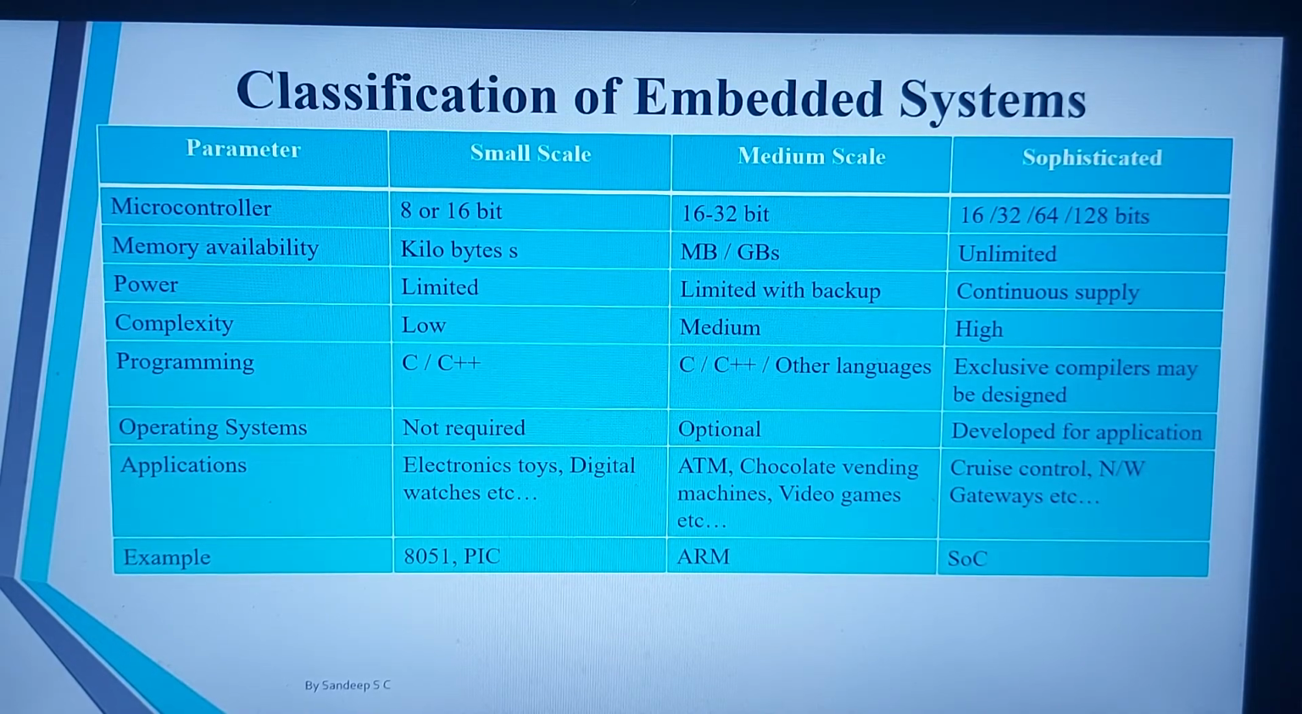Then as far as the applications are concerned, small scale systems are used in electronic ties, digital watches, or simple MP3 players. All these small electronic gadgets that we see, remote controls, all those things, are small scale embedded systems. Whereas in the case of medium scale, we can talk about ATM machines or chocolate vending machines or video games. Even here we can have a washing machine or digital TVs. So many medium scale systems we use in our daily life as well.